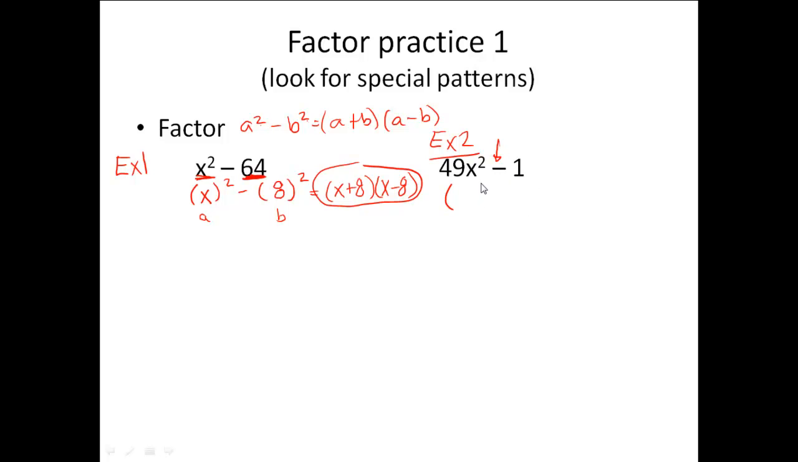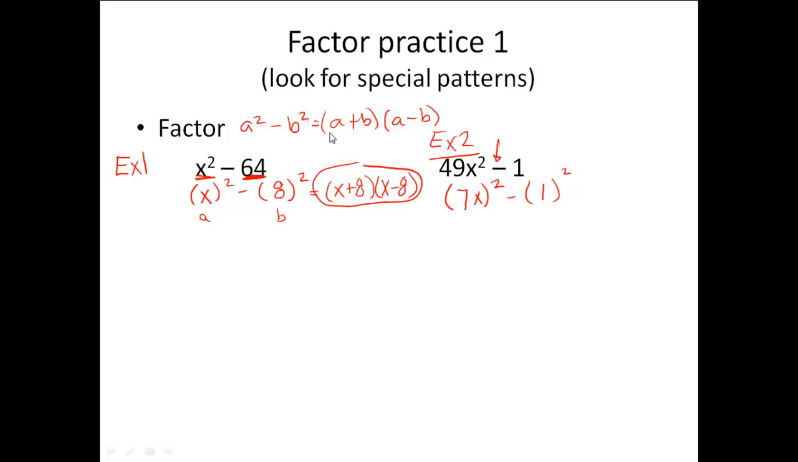So I'm going to go ahead and try to rewrite this as a squared minus b squared. So I ask myself, what can I square to get 49? Well, that would be a 7. What can I square to get x squared? That would be an x. Then go to the next one. What can I square to get 1? Well, that would be a 1.